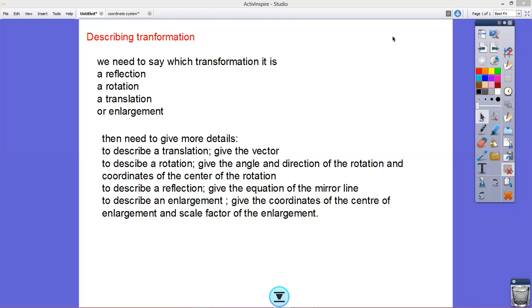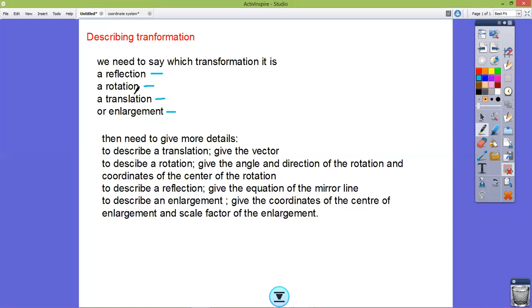Now today we are going to study describing the transformation. Yani, how many different types of transformation do we have? We have one, two, three, four different types of transformation. The first one is reflection, then rotation, then translation, then enlargement.